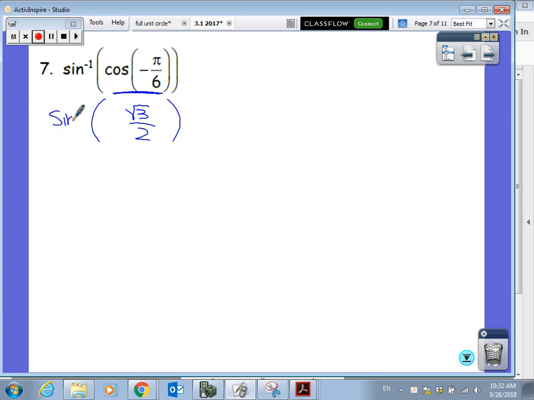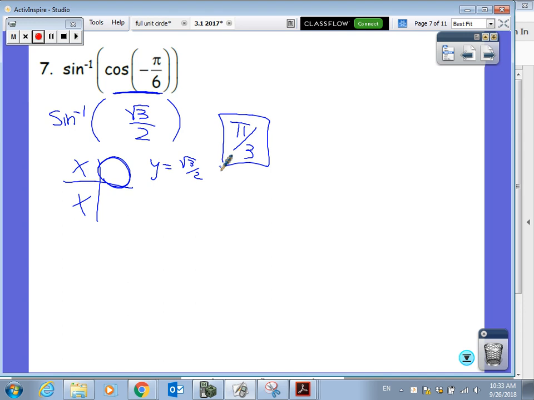Then we're going to take the inverse sine of √3/2. So now we're back to a problem like the first 6 that we just did. We have restrictions. We can be in quadrant 1 or 4 because this is a positive number. That is quadrant 1. So we're looking for where is y equal to √3/2 because it's sine. And that's going to be at pi/3.